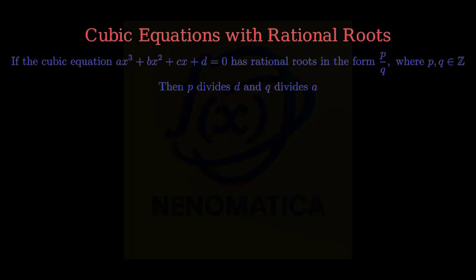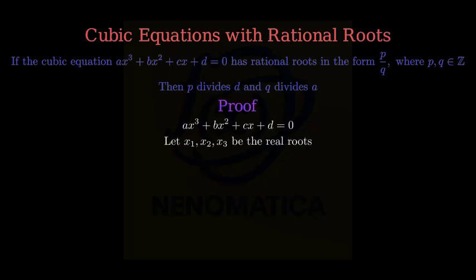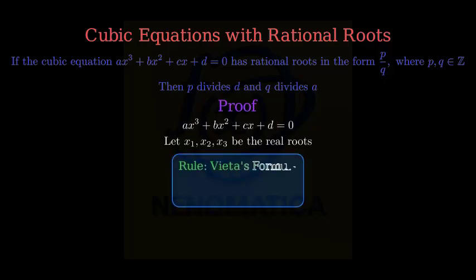Now, let's prove this theorem step by step. We'll start by assuming that x1, x2, and x3 are the three real roots of the cubic equation ax cubed plus bx squared plus cx plus d equals 0. From Vieta's formulas, we know that for a cubic equation, the product of all roots is equal to negative d over a. Now, if the roots are rational, we can express them in the form of fractions.